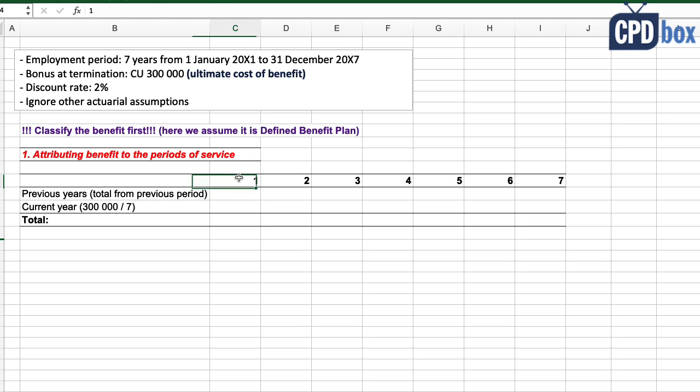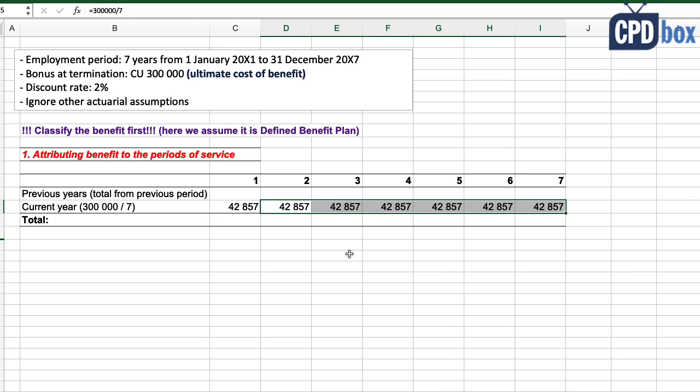In the first line, there are years: 1, 4, 2, 0, x, 1, etc. For each year of service, the ultimate cost of benefit accrued will be 300,000 divided by 7, which gives us 42,857 currency units. And we are attributing benefit equally to all periods of service in this case. So our total in this table represents the amount of benefit already earned in the current and previous periods.